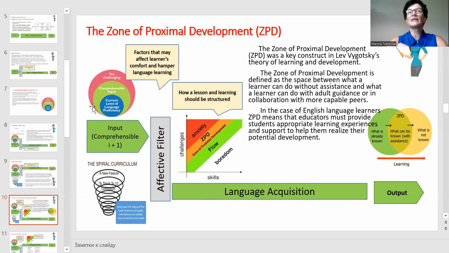It means that it is very close. In my brain, it is very close to comprehensible input. It's structuring your material so that it is a bit difficult, and learners are able to process it in cooperation with their peers.